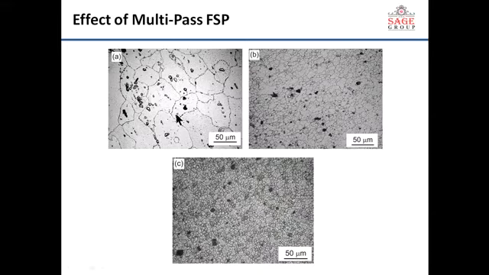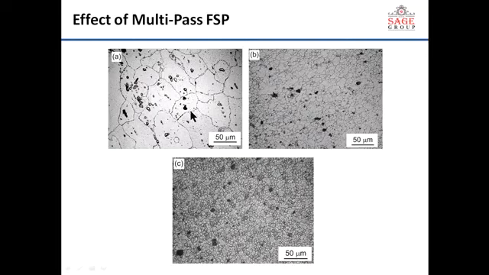These are the micrographs of an aluminum alloy after processing without making a composite. We generally process without using reinforcement to see the effect of grain refinement. See, this is the base alloy, which has large grains, but when only a single pass of FSP is applied, you can see that the grain size is reduced significantly. So this is the effect of friction stir processing.